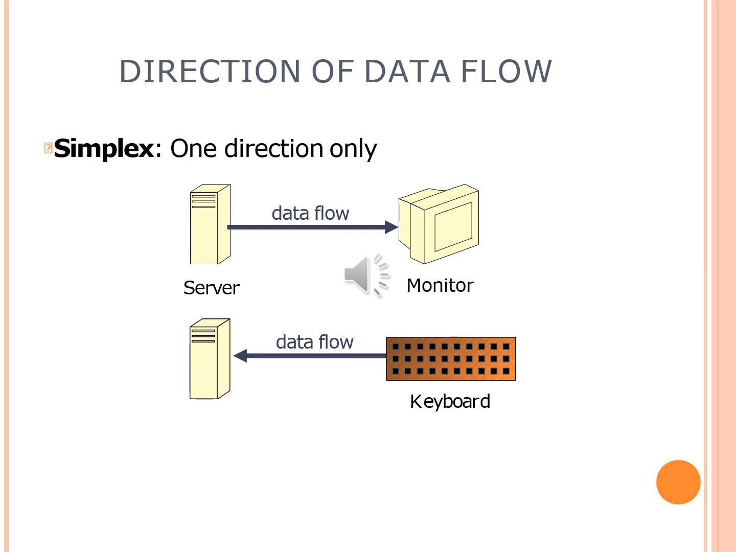So we have the very simple one, known as simplex. Simplex means one direction only. Suppose we have two computers or two devices. On those two devices, one is able to send the data and the other is able to receive the data. That is known as data flow in a simplex manner.